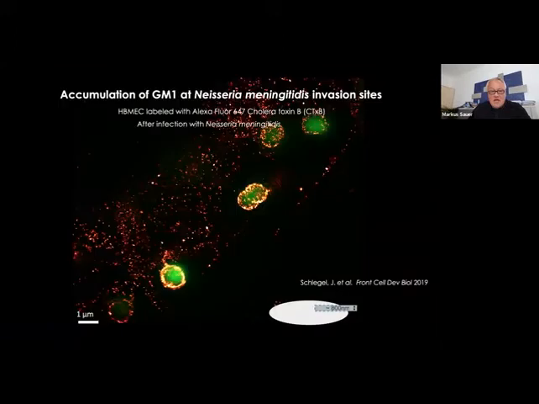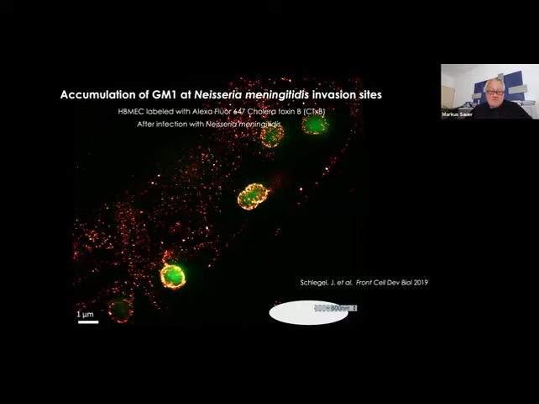The next example I want to show here is that you can also use these single molecule localization microscopy techniques like d-STORM advantageously to investigate bacterial infections, like shown here, bacterial infections of endothelial cells with Neisseria meningitidis invasion sites. So here we labeled a ganglioside, a lipid in the plasma membrane of these cells, the ganglioside GM1, with cholera toxin B, which binds to GM1, labeled with Alexa 647.